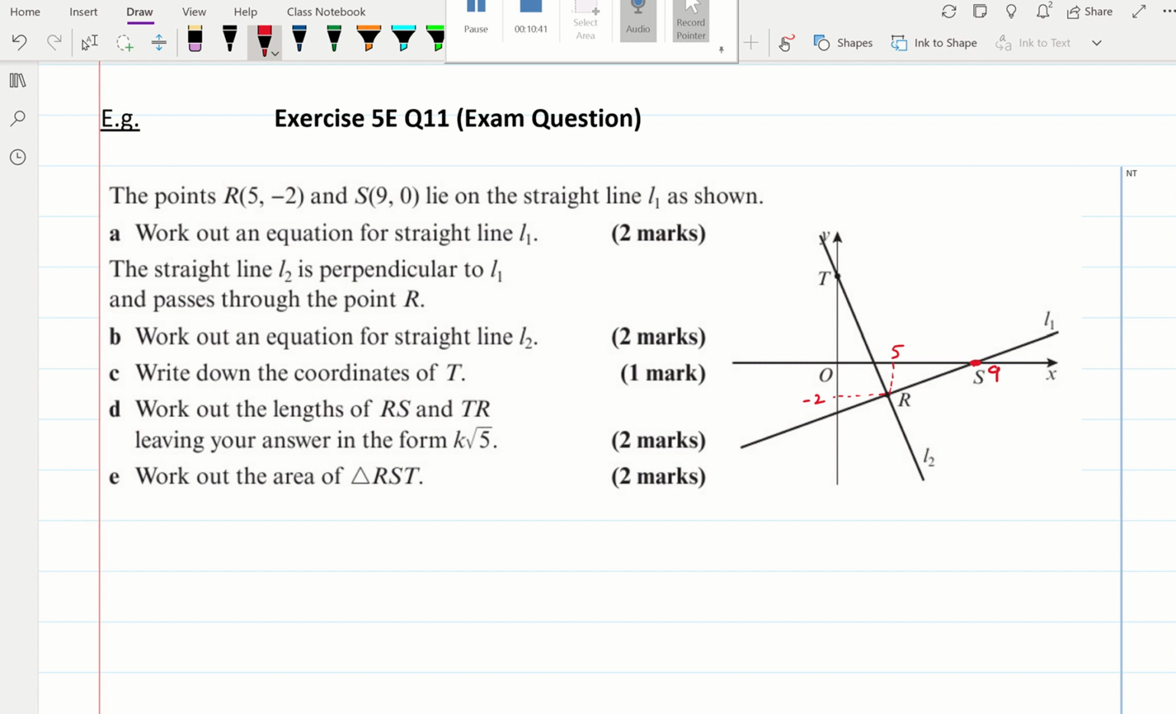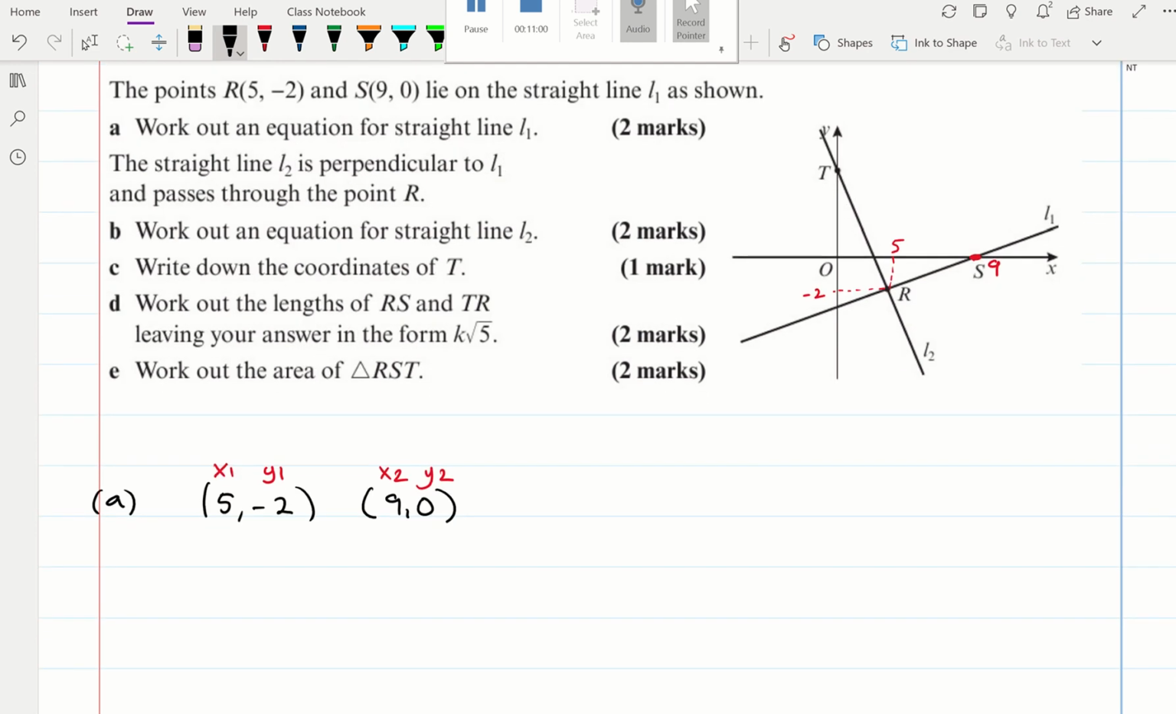So L1 goes through two coordinates, 5, minus 2 and 9, 0. So I have x1, y1, x2, y2. And the first thing I need to do is find the gradient. So that is y2 minus y1, so minus negative 2, and then 9 minus 5. So this is 2 over 4, so the gradient is a half.